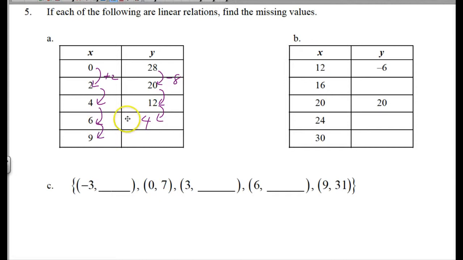Up by 3, well, what does that mean? If we're going up 2 and down 8, then if we go up 1, that's down 4. So this will be down by 12. So for every 1, we go down by 4. So if we go 3 ones, we go down by 12.